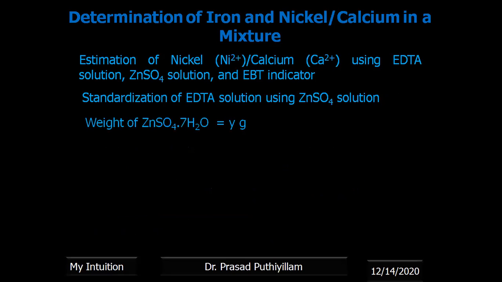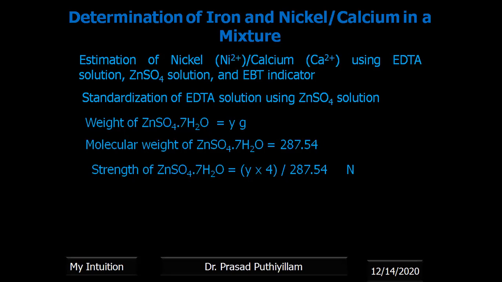Okay, so the calculation part. Let the weight of zinc sulfate 7H2O be y gram. We are only preparing the zinc sulfate solution, so we know the weight of the zinc sulfate. Molecular weight of zinc sulfate 7H2O is 287.54. Therefore, strength of zinc sulfate 7H2O is weight into 4 divided by 287.54. Why are we multiplying by 4? Because we need to calculate the strength in terms of liter. Normality by definition is per liter. We have prepared only 250 ml, therefore 250 into 4 converts it to liter.